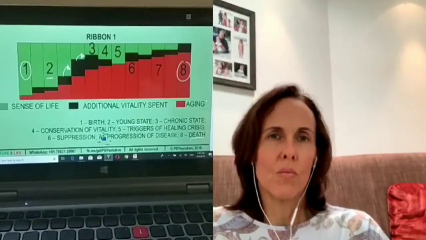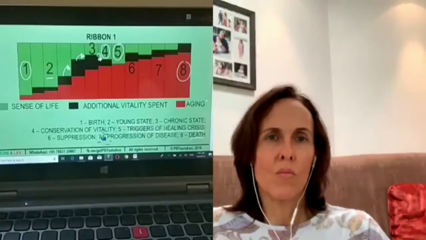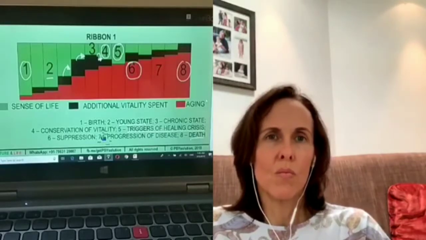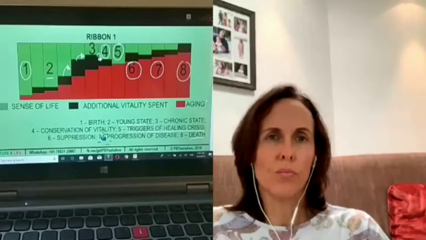And there will be default or conscious conservation of vitality at point number 4, where you see the black portion is lowering. There will be a point where the vitality conservation will be the highest, and the triggers of healing crisis will be there to expel the extra toxin within. If we opt for suppression, then the black portion will go up again, and slowly and progressively the disease will progress and we may suffer death. So this is a conventional line.